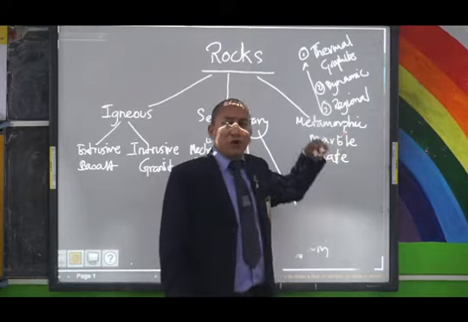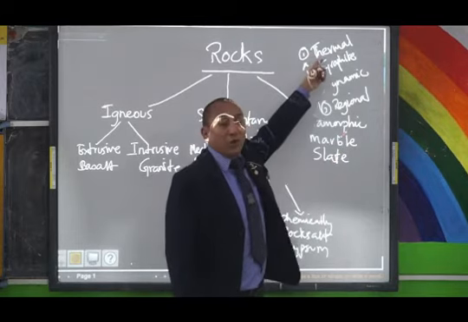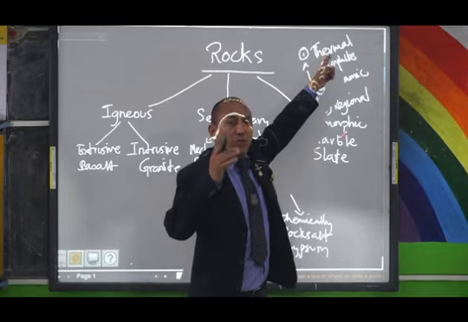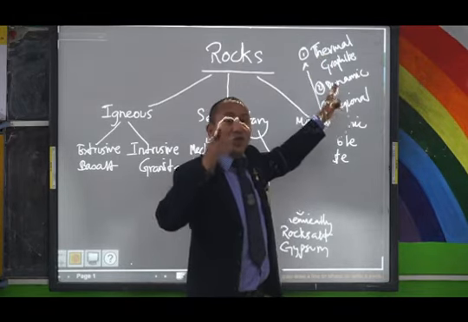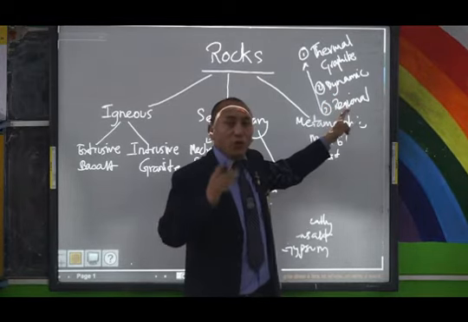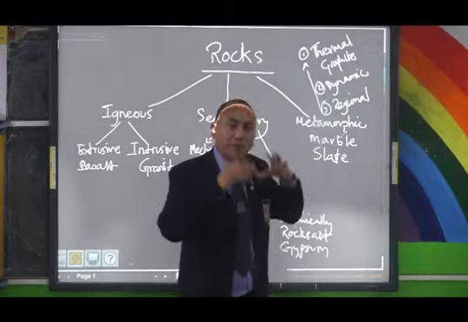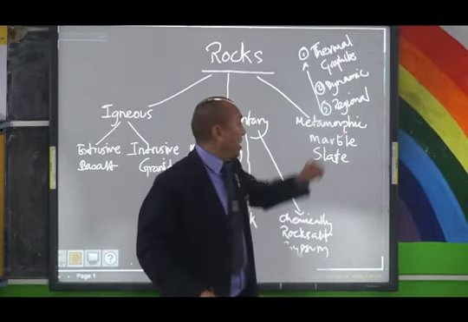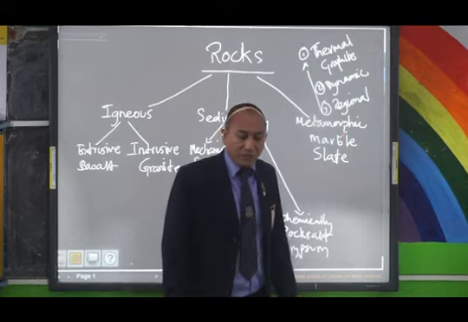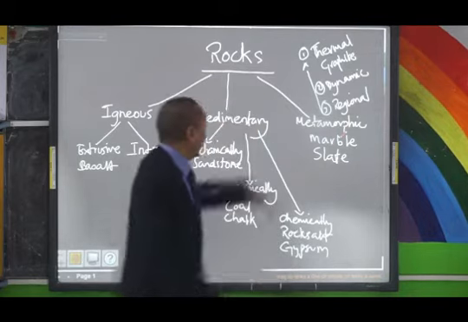See, then metamorphic rocks are formed in 3 ways. Thermal metamorphism: when the rocks are formed because of high temperature, they are called thermal metamorphism. When the rocks are formed because of high pressure, they are called dynamic metamorphism. And when the rocks are formed because of both temperature and pressure, they are called regional metamorphism. So that's how it is.